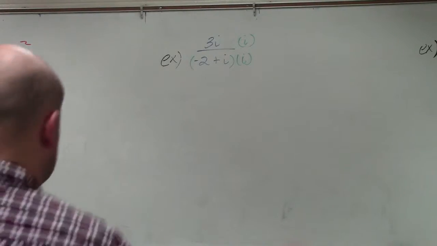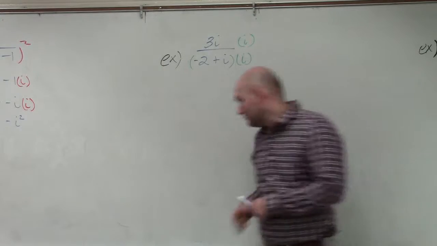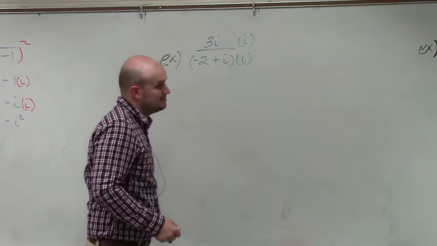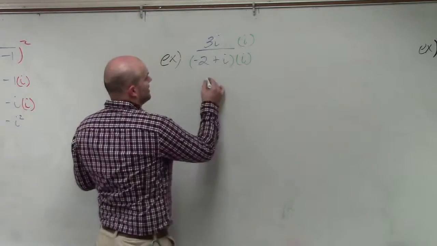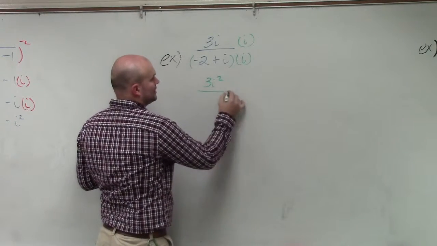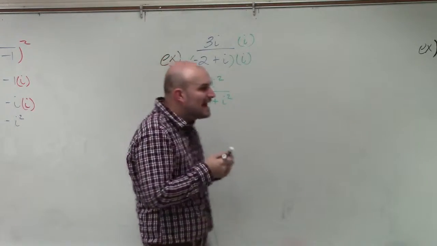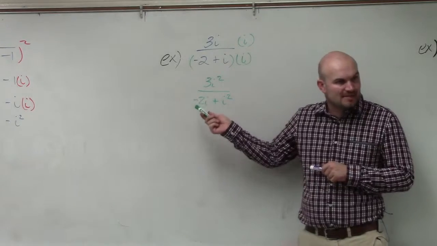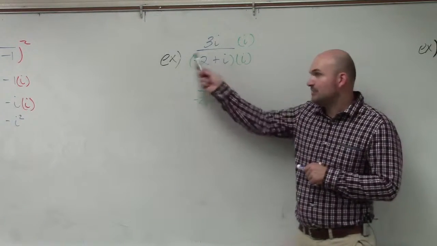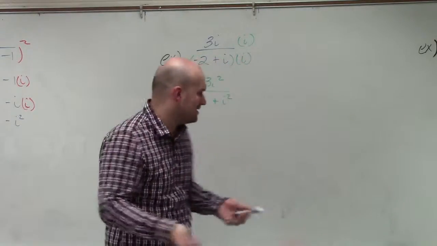So the common misconception, ladies and gentlemen, as I mentioned: if you multiply by i in the top and the bottom, and then apply the distributive property here, what you'll have, Raphael, is 3i squared, which is good. Then you have negative 2i plus i squared. Well, we know that i squared is negative 1. But the issue with this is I still have an i in the denominator, right? Because you have to apply the distributive property.